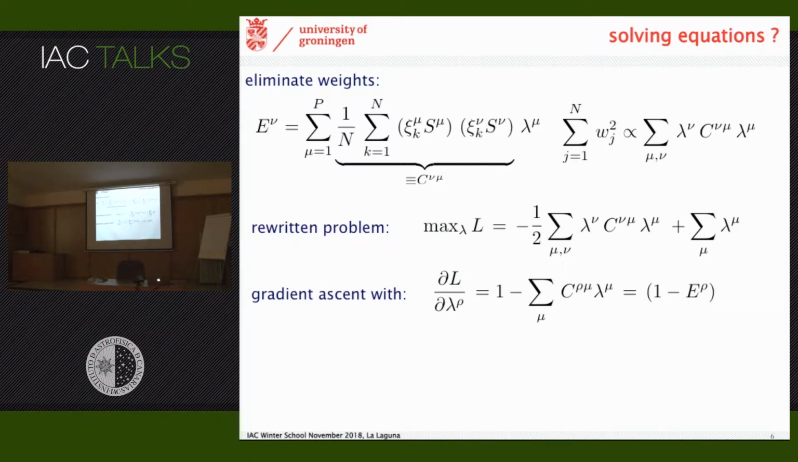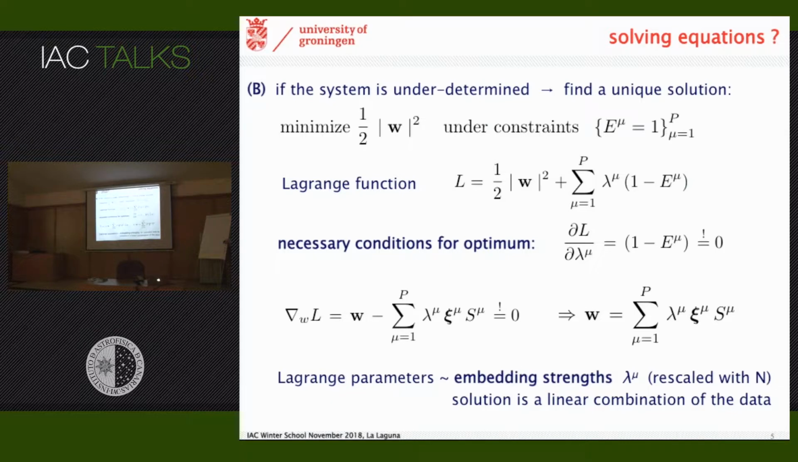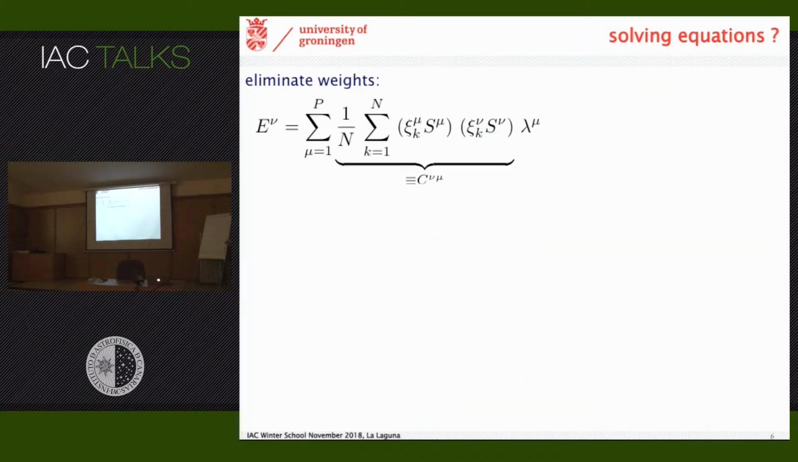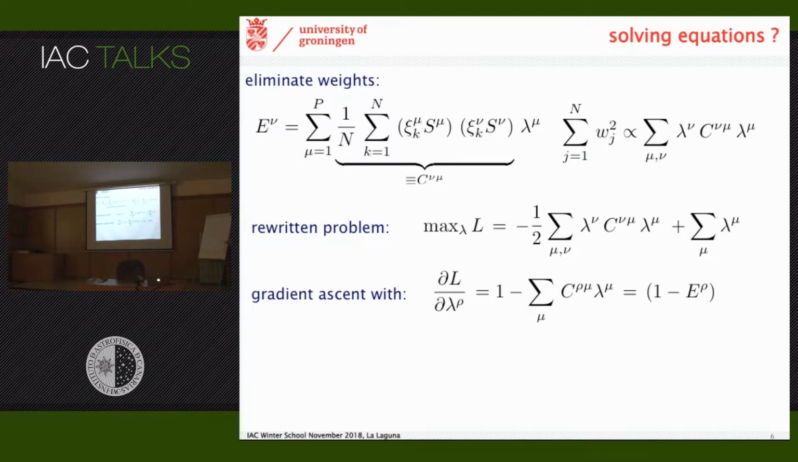This is what you get if you go back to this Lagrange function and insert everything I just defined; in a couple of lines you find this result. So this is a nice quadratic function with a linear term added to it in terms of the Lagrange parameters. And now I can maximize this by gradient ascent rather than descent. So I need the derivative with respect to the lambdas, here with respect to lambda rho. If you take the derivative, you get a 1 here, and from the quadratic form, the 1/2 cancels because this is quadratic. I get sum over mu, C rho mu, lambda mu, which is 1 minus E rho.